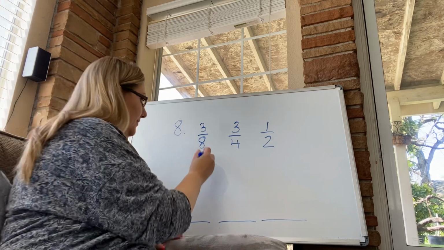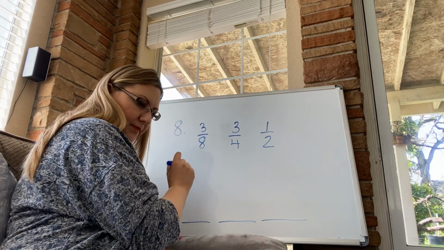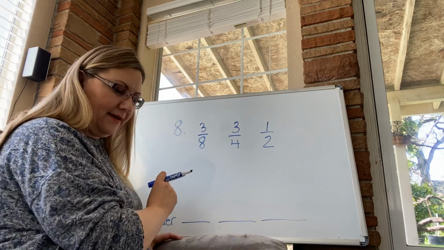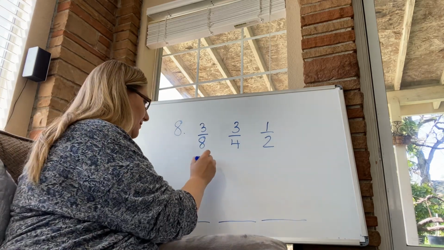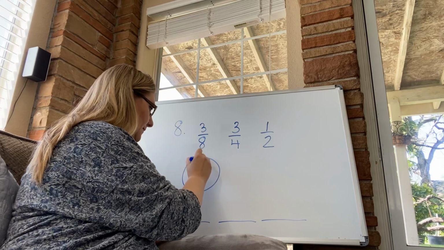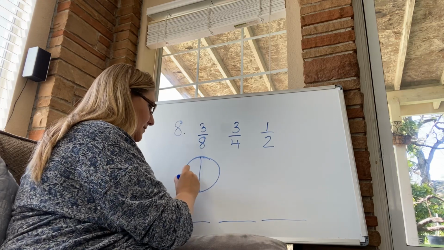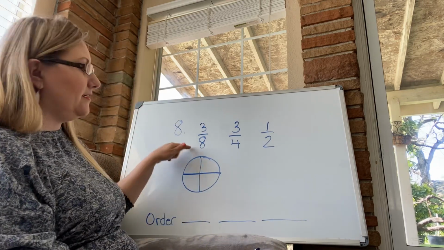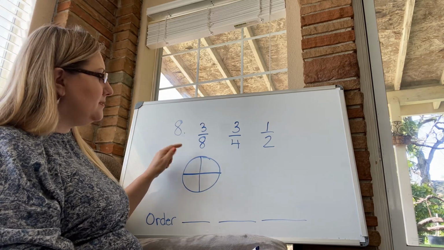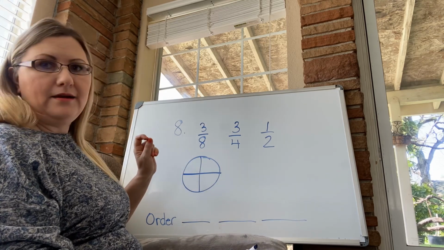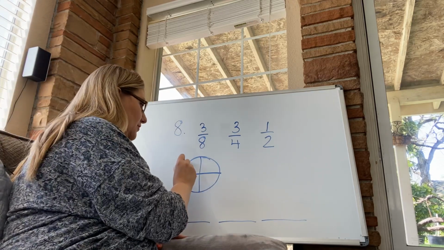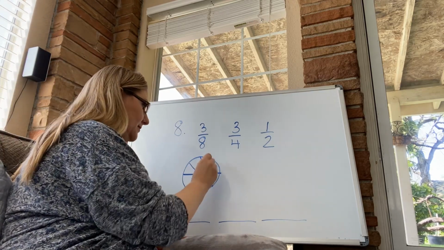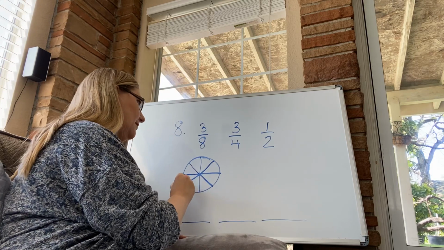And up here, I can see that you don't have room right underneath the 3/8, but you can just draw it over to the side a little bit. Okay, so first of all, remember the denominator, the bottom number, tells us how many pieces have to be in your pie. So this tells us to cut it into 8. So I'm cutting this into 8.